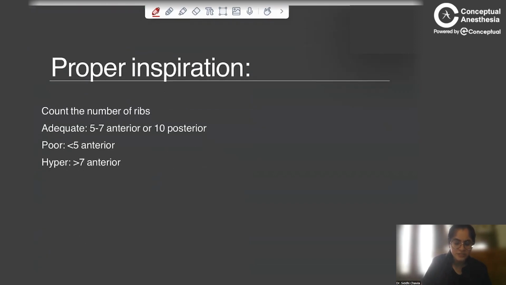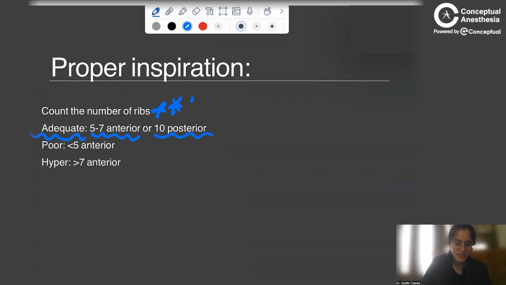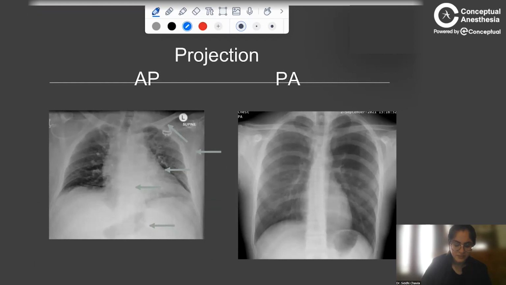So what is the definition of proper inspiration? You have to count the number of ribs, right? An adequate inspiration is 5 to 7 anterior ribs and 10 posterior ribs. If it is poor, there are fewer than 5 anterior ribs, or hyperinflation when there are more than 7 anterior ribs. So that is one thing that you should keep in mind.